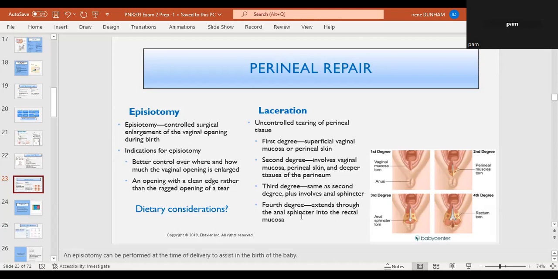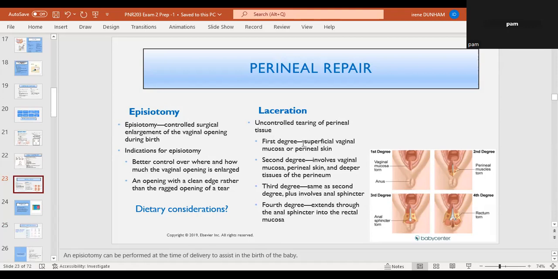And then she could have, for pharmacology, Colace, a stool softener, because with a laceration or an episiotomy, the patient doesn't want to have a bowel movement. Okay, so you have to help her get over that fear.